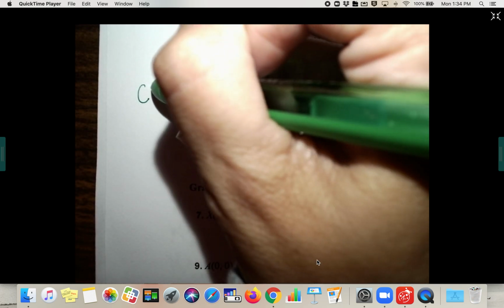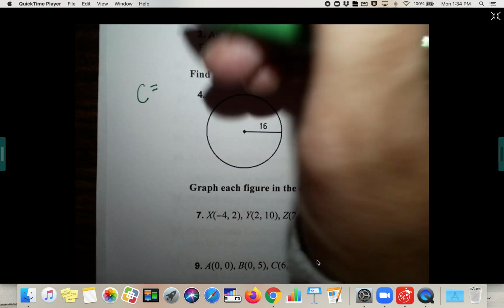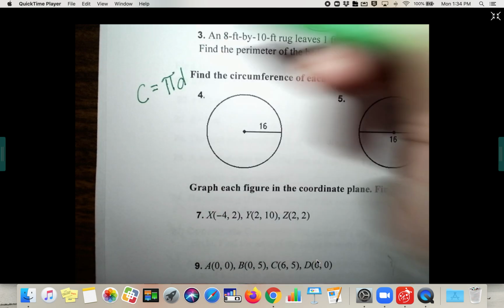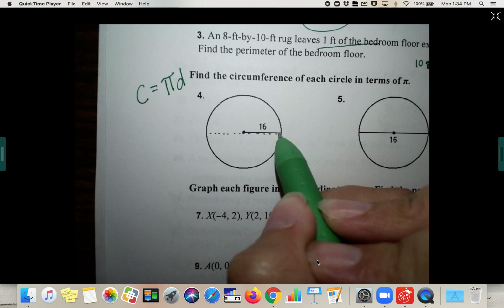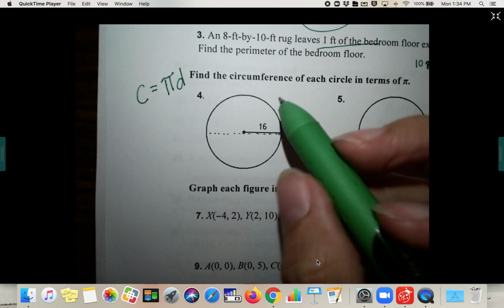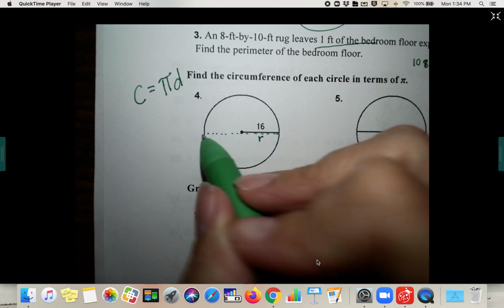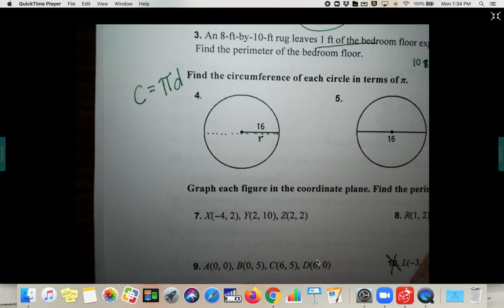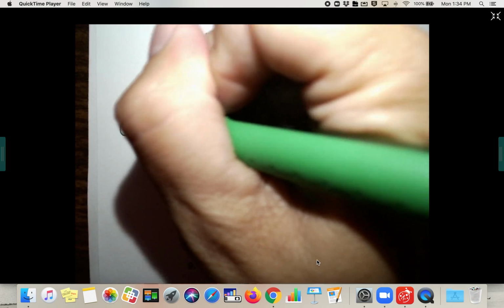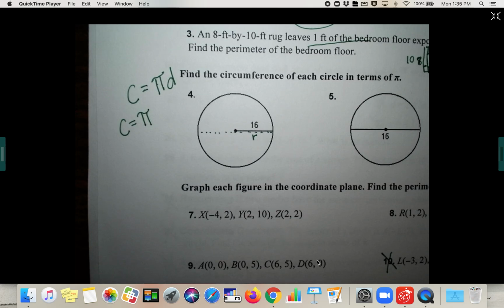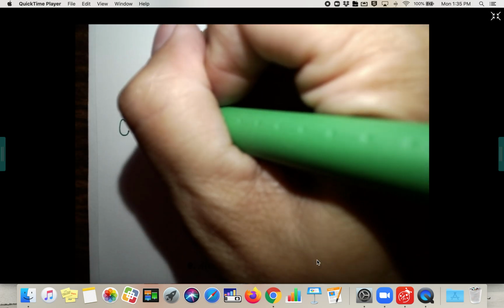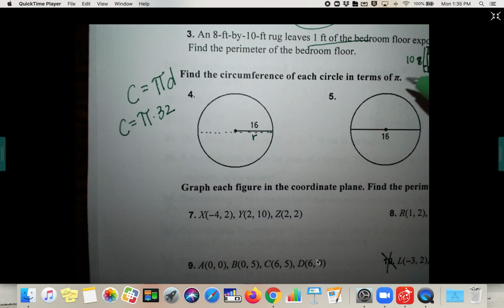Okay, quick review of circumference. The formula for circumference of a circle is pi times diameter, and diameter is the entire distance across the circle, not just half of it. Half of it is the radius, so the entire distance across the whole thing is the diameter. So we are just going to find the circumference by multiplying pi times the radius doubled, because that is the diameter, which is 32.